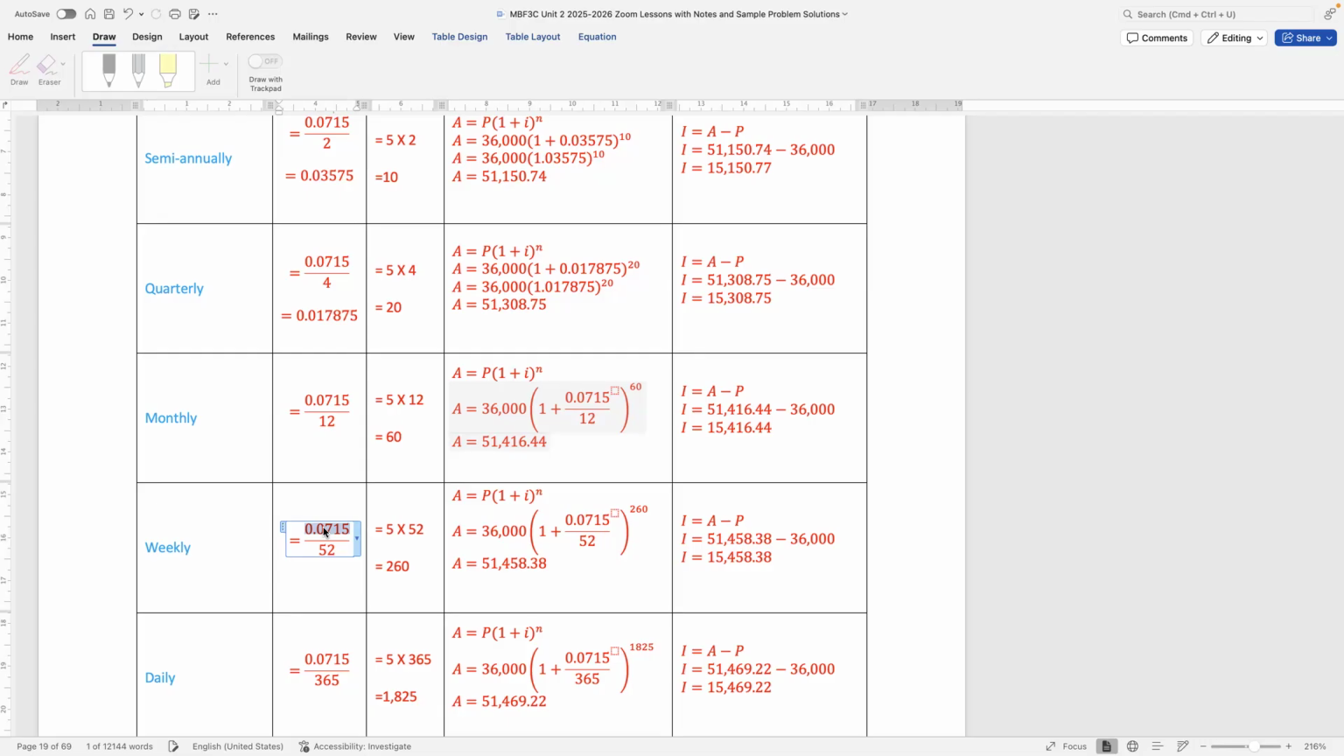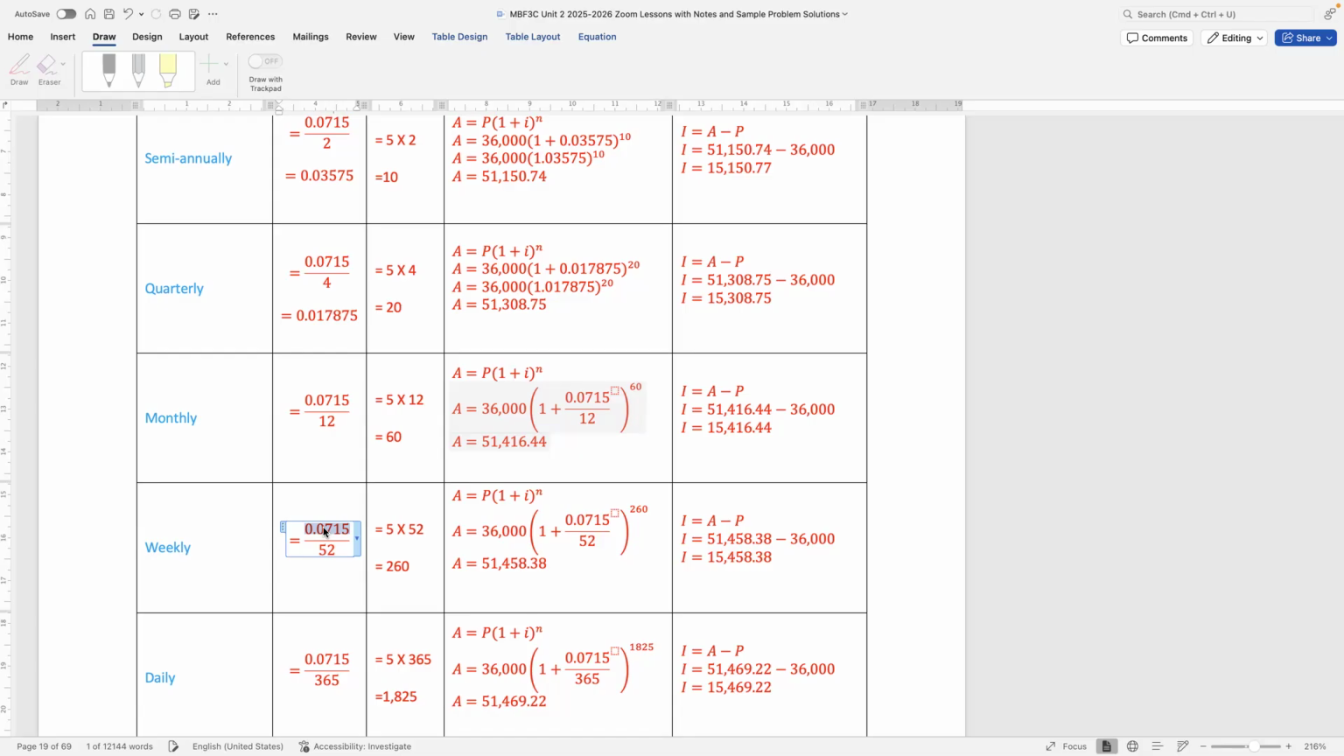Let's do that again just to make sure that's right. 0.0715, divide that by 52. Yeah, I get 0.001375. Now, that number is not rounded, so I can actually use that number in my calculations if I wanted to. For now, I just left it as a fraction. And then I can do them all the same way moving forward, just using the fraction, and it's one less step in the calculations then.